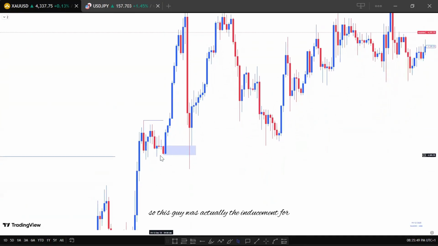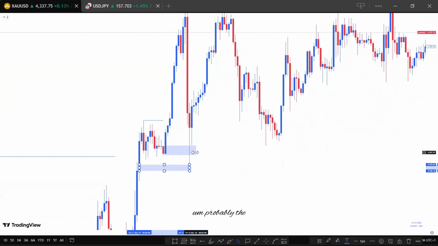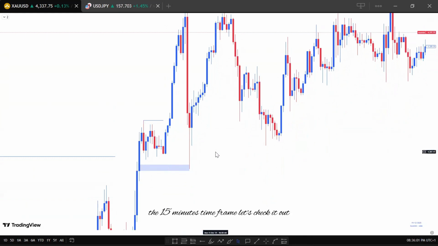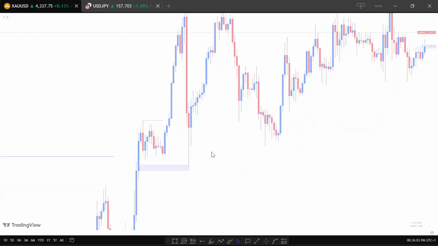So this guy was actually the inducement for, I think there was more like a hidden base around this region. It was like a hidden base on probably the 15 minutes time frame. Let's check it out.